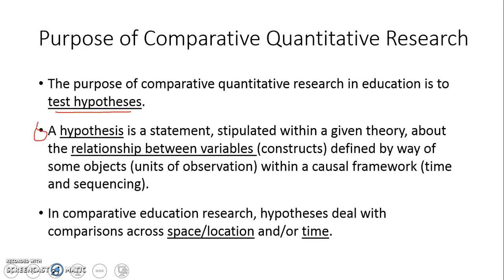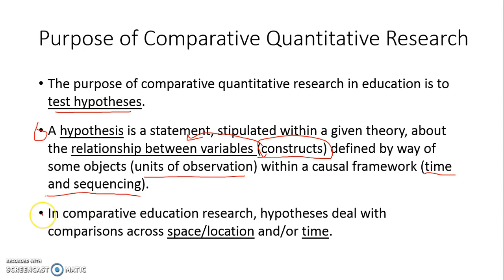So a hypothesis is a statement stipulated within a given theory about the relationship between variables, which we're going to call constructs. So constructs means a relationship between variables, defined by way of some objects, which we're calling the units of observation, within a causal framework, which we're going to basically talk about time, space, that sort of thing.